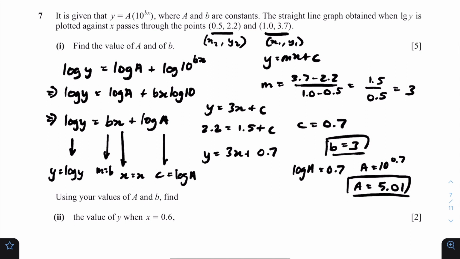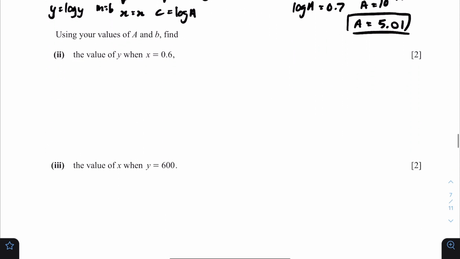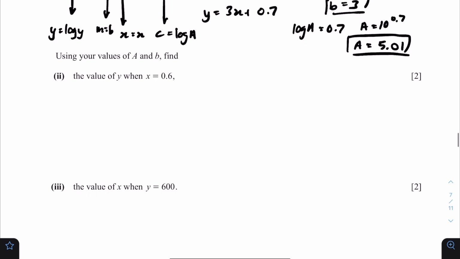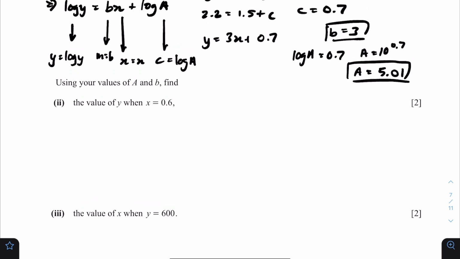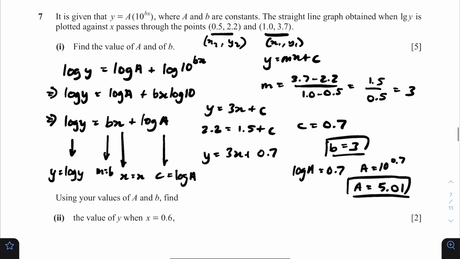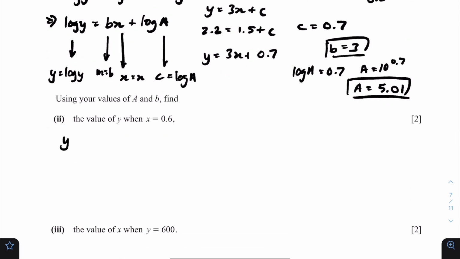So those are our solutions for a and b. Let's move to the second part, where it says using your values of a and b, find the value of y when x is equal to 0.6. So we know that y is equal to a times 10 to the power of bx.